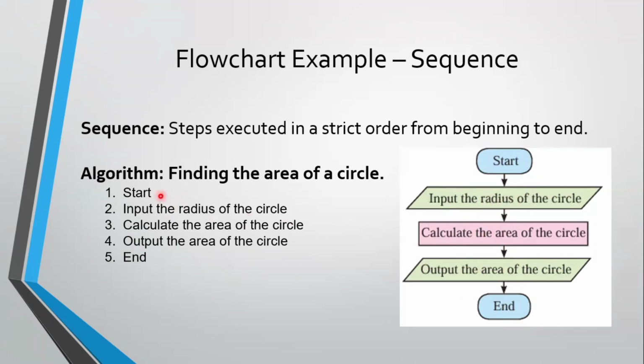Think here. If we skip this second step, can we have the output? No, we can't do the calculation without the radius, right? So we can't skip any step. So that is a sequence control structure.